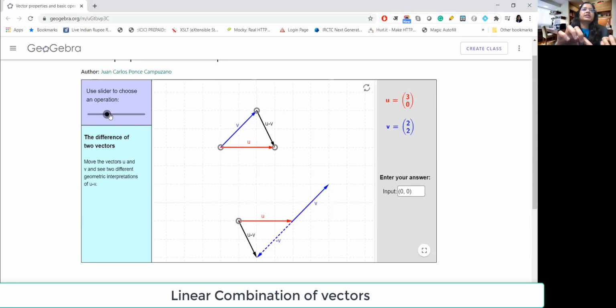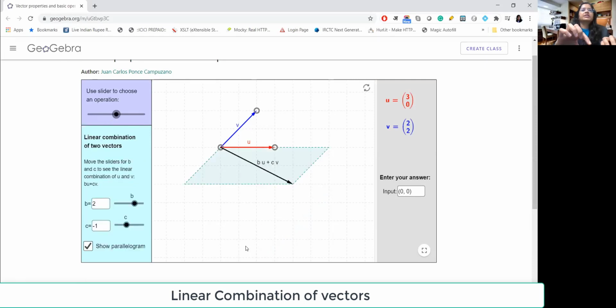So the next operation here is the linear combination. Now you can see here is show parallelogram. If you untick this, it will not show you the area. So it's your choice if you want to show the area covered by these vectors or not. I click here so that I can see. Now these are the scalars. They are using b and c. I have used a and b names in my presentation. So b and c are the scalars. u and v are these vectors.